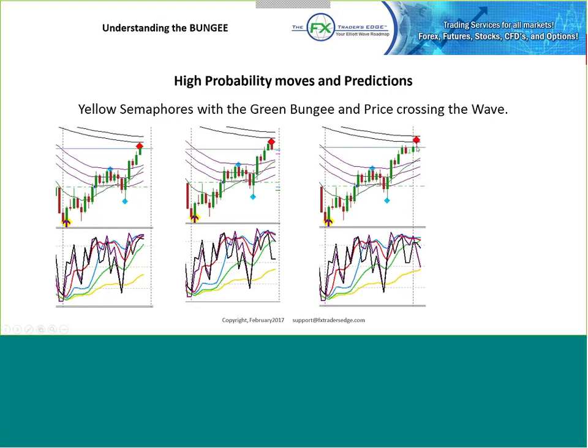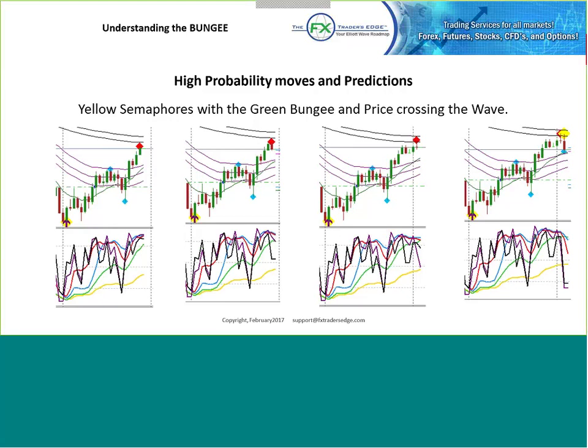Now we're at the tunnel. We've got a doji. Great. Now we're on our way down. No, we're not. We still don't have that yellow semaphore. And there's the final one in the sequence. We went a fraction of a pip higher and the yellow semaphore appeared.